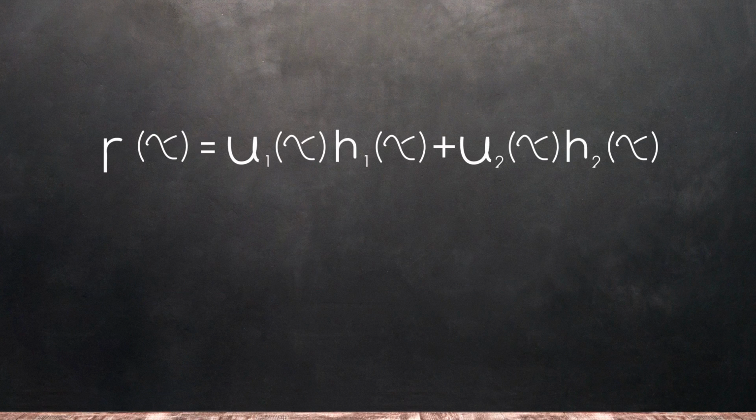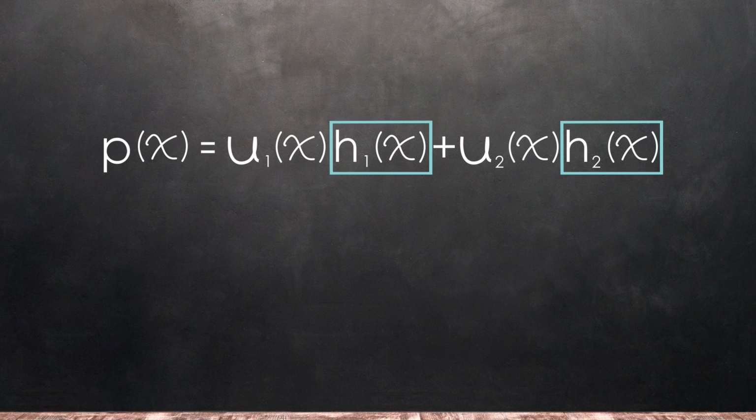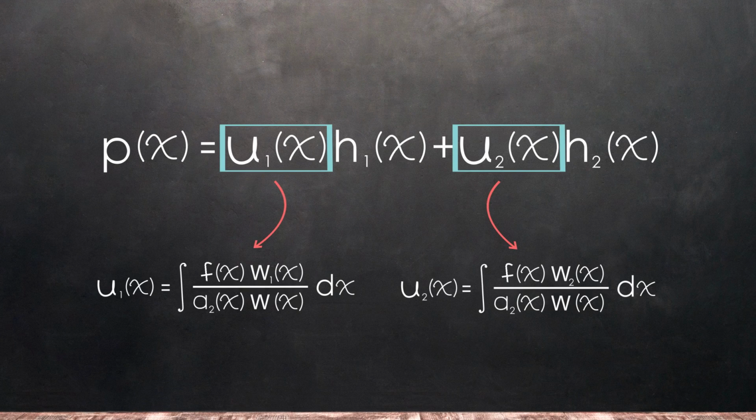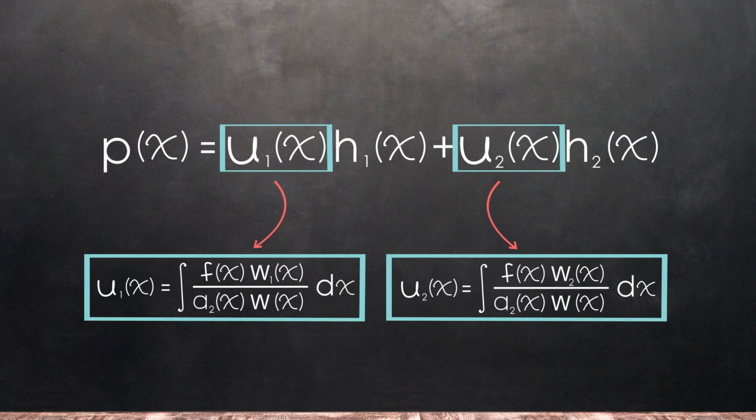To find a particular solution, we will be finding two functions u1 and u2 such that u1 times h1 plus u2 times h2 is our particular solution. As we can see, the method of variation of parameters relies on finding the homogeneous solution first. To solve for these two functions u1 and u2, we use the following two formulas.